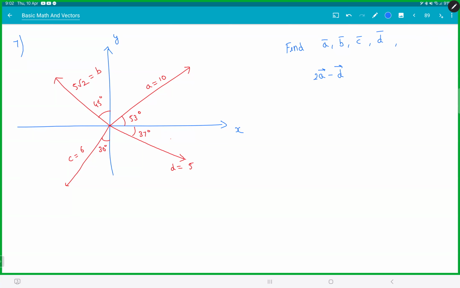So I want you to write them in terms of I cap and J cap. Hope everyone remembers what is 37 and 53, in case you forgot. So 37 and 53 are 3, 5, 3, 4, 5 triangles. So we use that. You can get sine 37, cos 37, everything. Easy stuff. Let's get this. Finish it off. I'll give you 2 minutes.